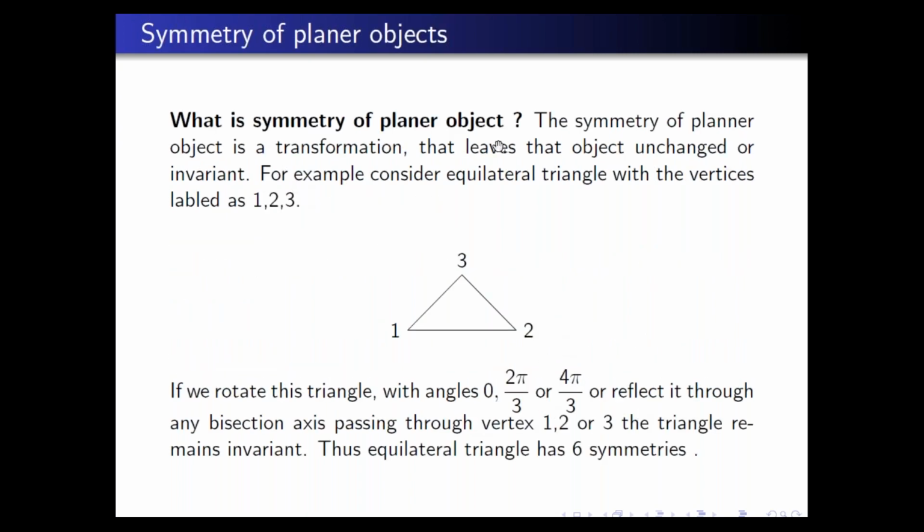Now, what is the symmetry of a planar object? The symmetry of a planar object is a transformation that leaves that object unchanged or invariant. For example, consider the equilateral triangle with the vertices labeled as 1, 2, 3. If we rotate this triangle by angle 0, 2π/3 or 4π/3, or reflect it through any bisecting axis passing through vertex 1, 2 or 3, the triangle remains invariant. Of course, the positions of 1, 2, 3 will be changed, but the triangle will remain invariant. Thus, the equilateral triangle has 6 symmetries.